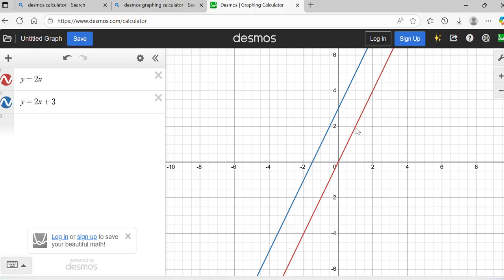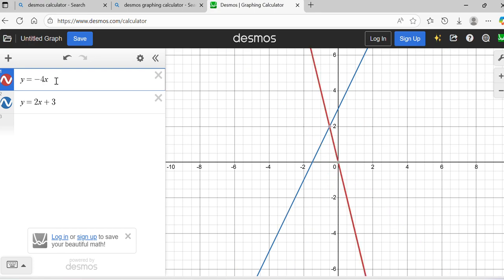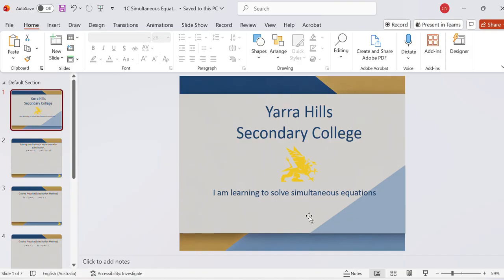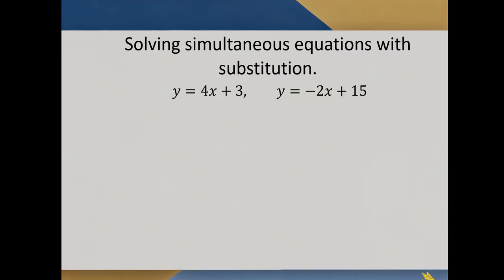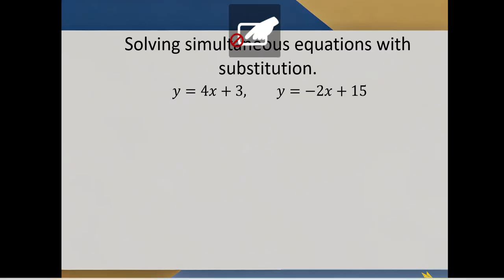When we talk about simultaneous equations, it means that they will cross at one point, if we're talking about linear relationships. As soon as I change my gradient, it's going to cross at one point. So this is what we mean. It's about finding the shared x and y values of this point. That means we are going to be looking at solving simultaneous equations with substitution as well as elimination.